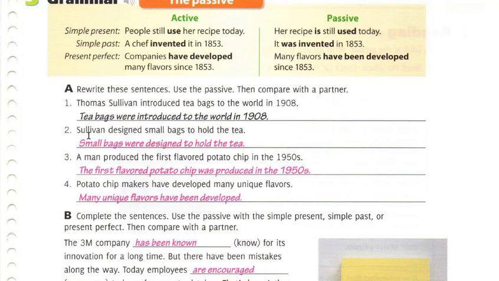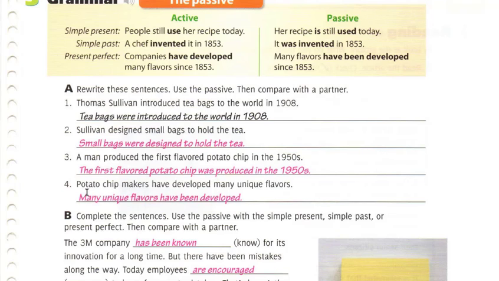Number two, Sullivan designed small bags to hold the tea. Small bags were designed to hold the tea. Okay, so again, we add the word were. Number three, a man produced the first flavored potato chip in the 1950s. The first flavored potato chip was produced in the 1950s. So we add the auxiliary word was.